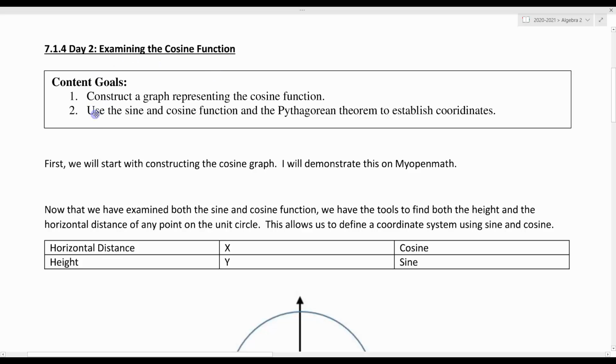And then we're going to use what we know about sine and cosine, as well as the Pythagorean theorem, to establish a coordinate system on the unit circle. So we'll go through a few problems that do that together, and we'll establish some cool tricks here. All right, so first we're going to start with constructing the cosine graph, and I'm going to demonstrate this on MyOpenMath.